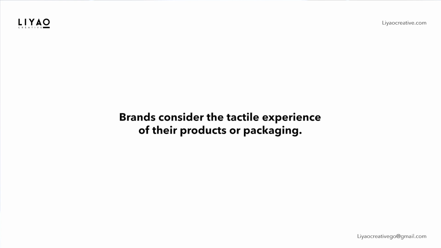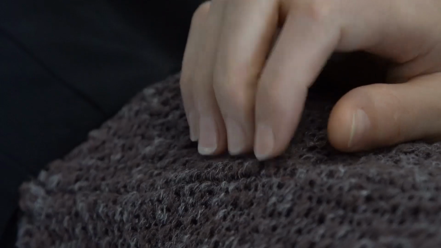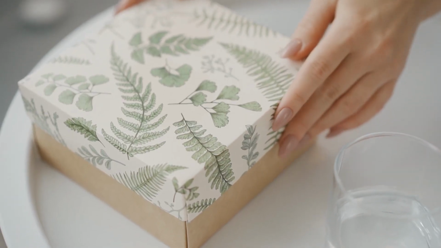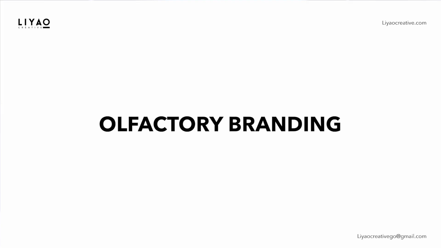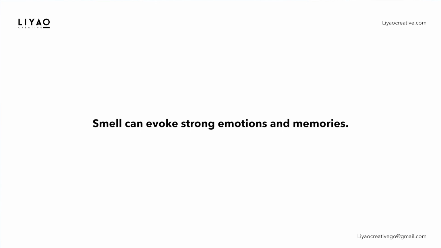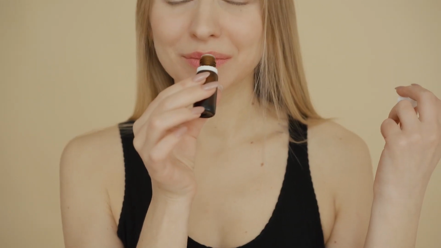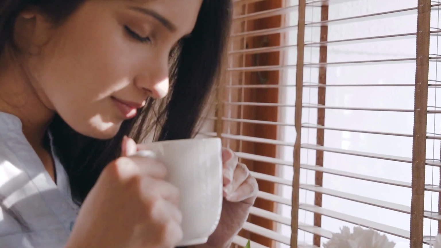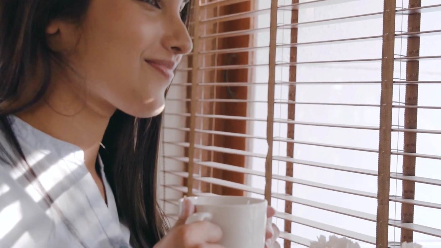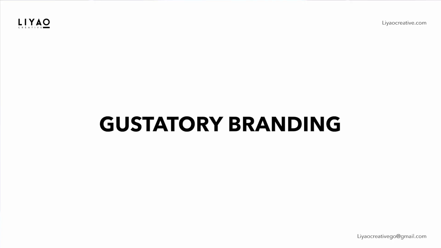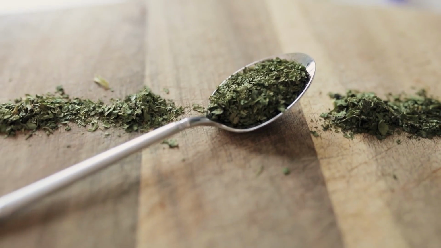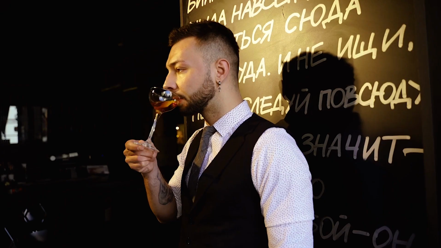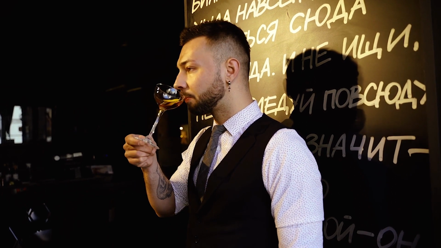Number 3, tactile branding. Brands consider the tactile experience of their products or packaging. Texture, materials, and ergonomics influence how customers perceive the quality and the value of a product. Number 4, olfactory branding. Smell can evoke strong emotions and memories. Some brands use signature scents in their stores or products to create a specific ambience or association with a brand. Number 5, gustatory branding. While less common, taste can be integrated into sensory branding. For instance, food and beverage brands may focus on taste experiences to create lasting impressions.